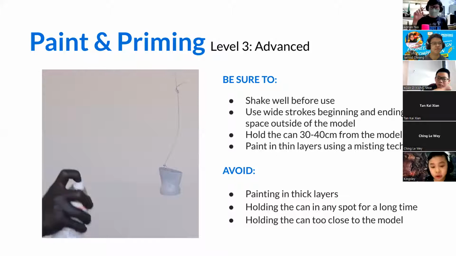Spray it from far. Use the misting technique. This is the misting technique. You don't press like that, and then it becomes wet. You move left and right, left and right. Avoid painting in thick layers. Avoid holding the can in any spot for a long time. Don't hold it there like that. It's not mosquito repellent. Don't hold it for too long. I'm going to leave it on the floor. Holding the can too close to the model will create blobs, so it's very ugly.